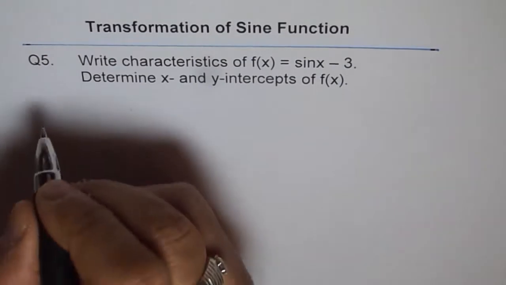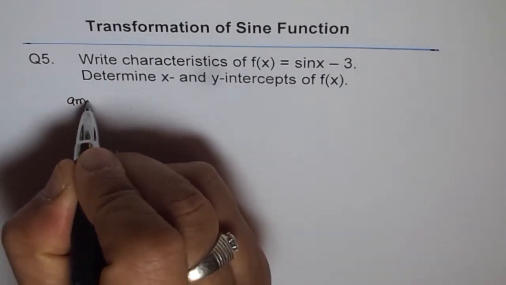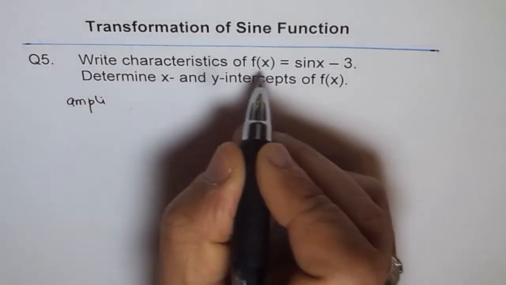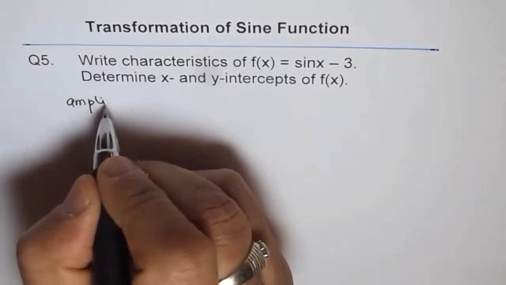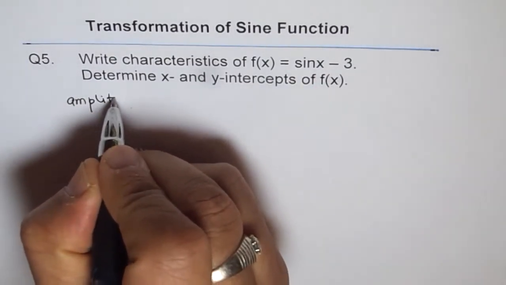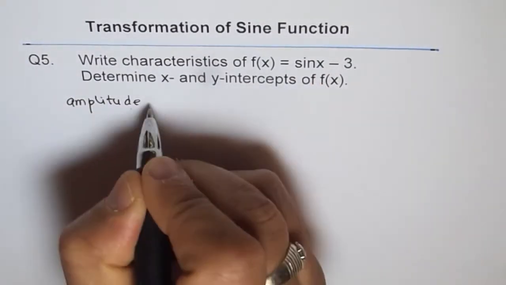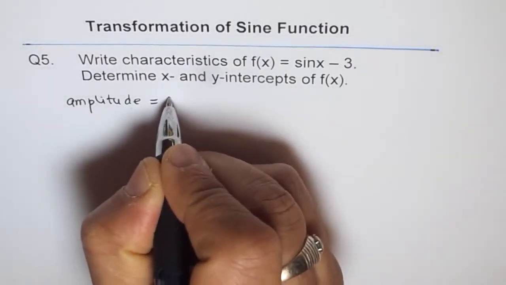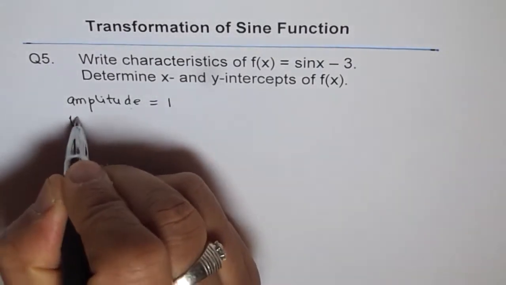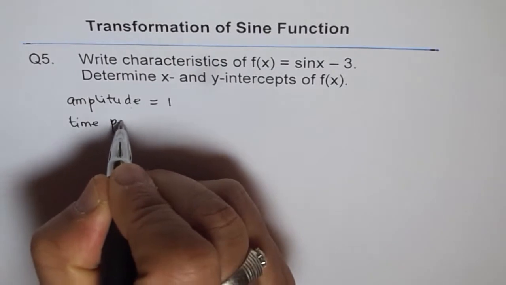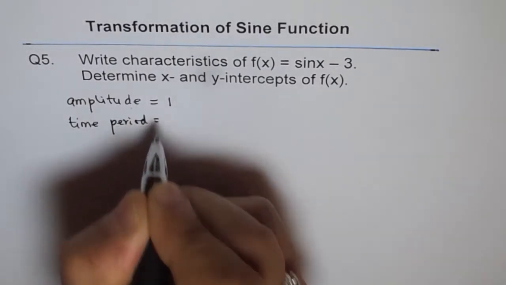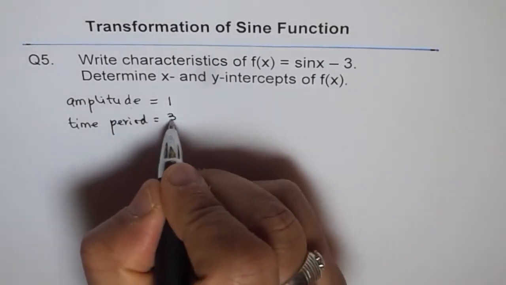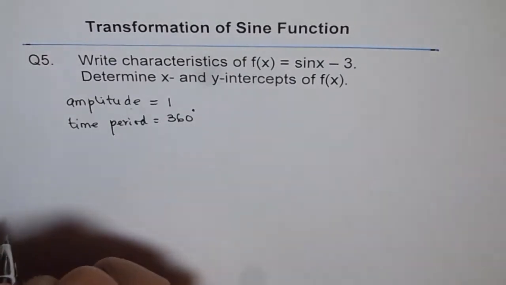First, let's start with amplitude. So what do you think is the amplitude of the function f(x) = sin x − 3? So amplitude remains same, right? So the amplitude is 1, correct? What is the time period? Time period also remains same, right? The time period for sin x is 360 degrees, correct?